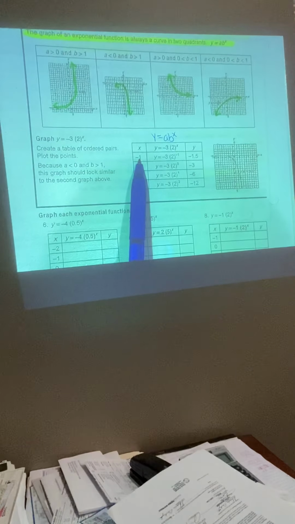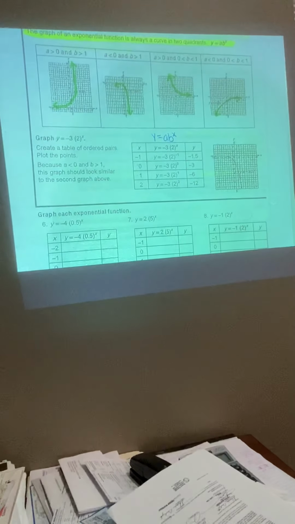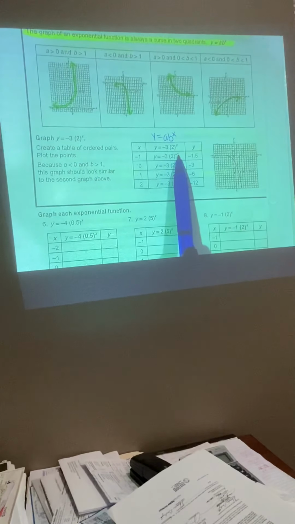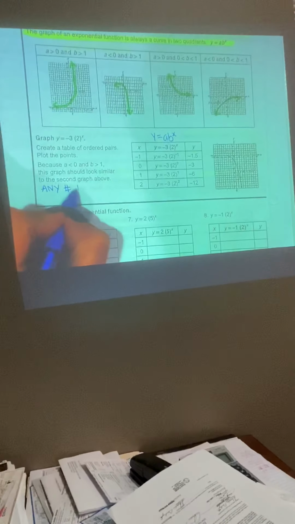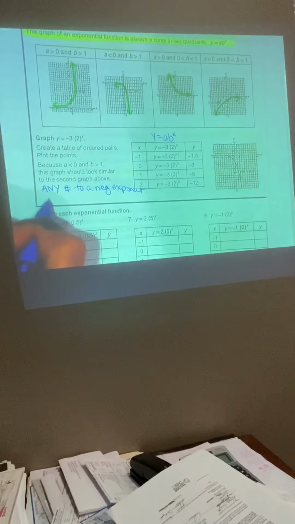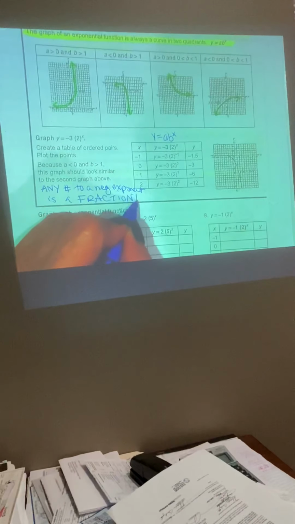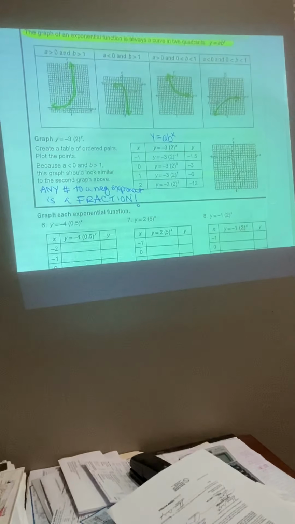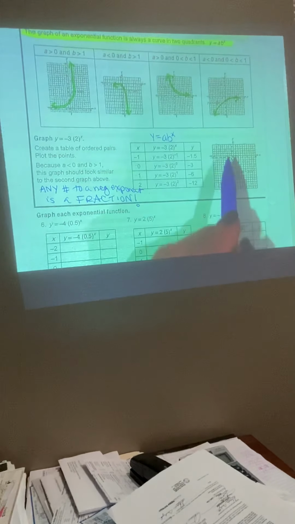All right, I plug in -1 for x. So where's -1 going? In for x right there. Okay, so notice 2 to the -1. Any number to a negative exponent is a fraction. Hope we remember that. So 2 to the -1 is 1 over 2. 1 over 2 times -3 is -1.5. So we plot -1, -1.5.